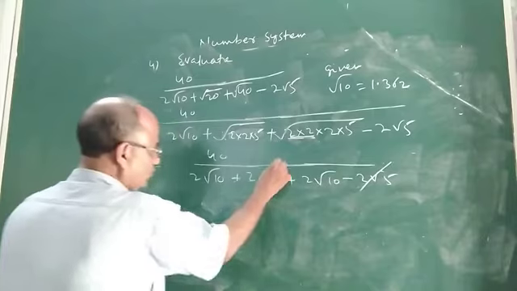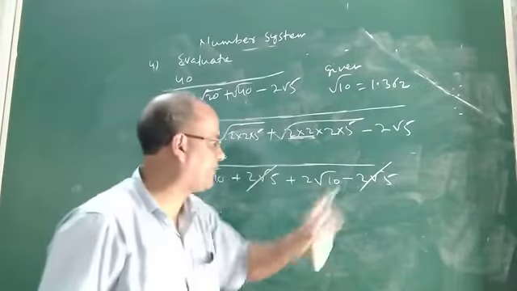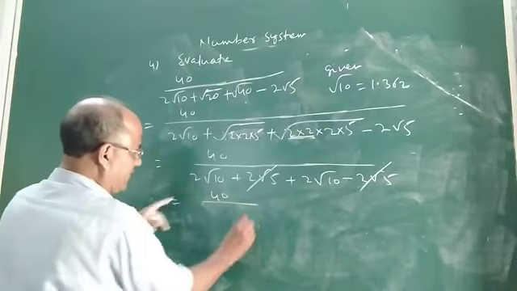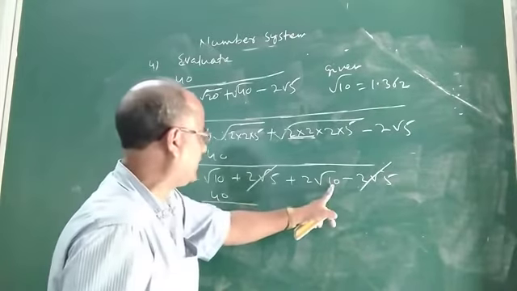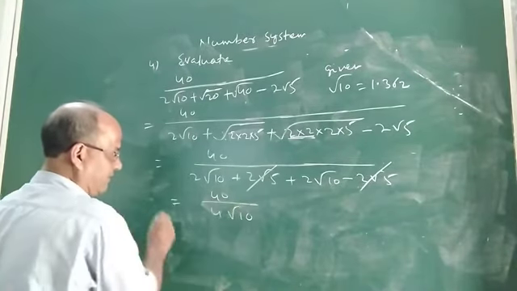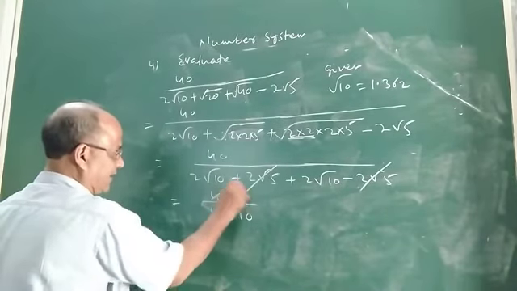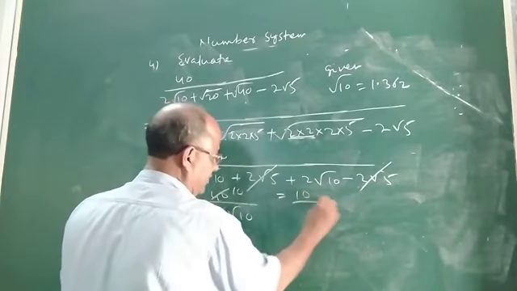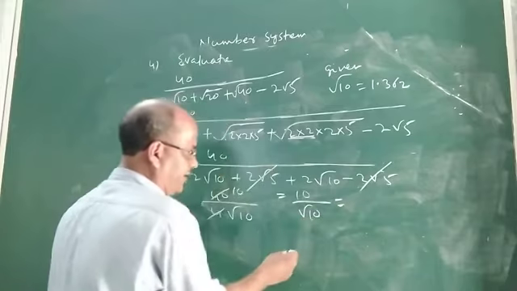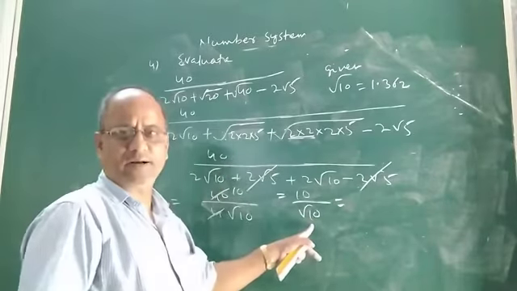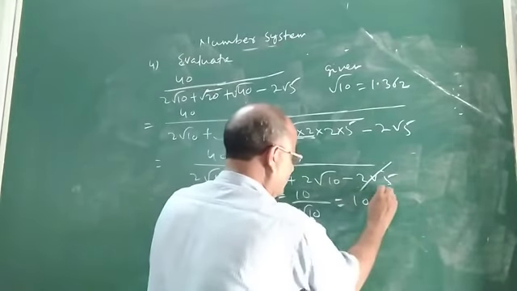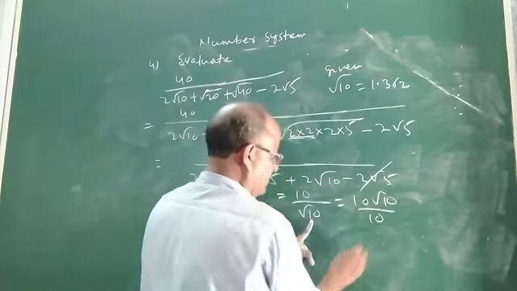Now see, plus 2 root 5 and minus 2 root 5, it is cancelled. So it is 40 divided by 2 root 10 plus 2 root 10, and 2 root 10 plus 2 root 10 is 4 root 10. Now you cancel. It will be 10 by root 10. So again you multiply. See, look at the denominator. The denominator is irrational. So it will be 10 root 10 divided by 10.